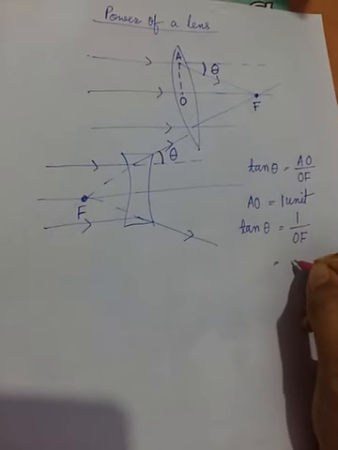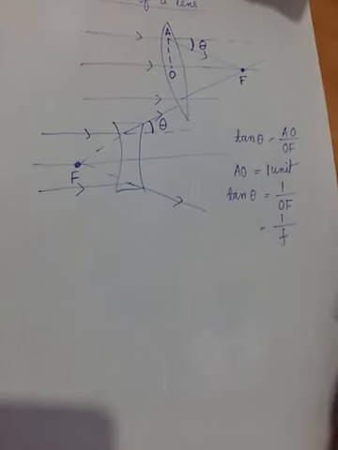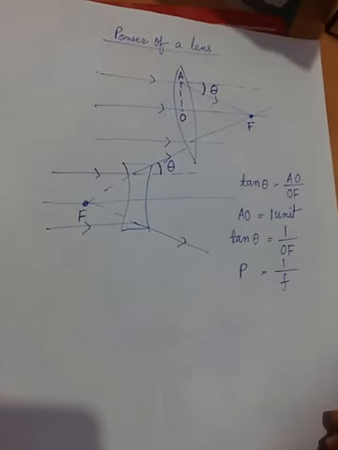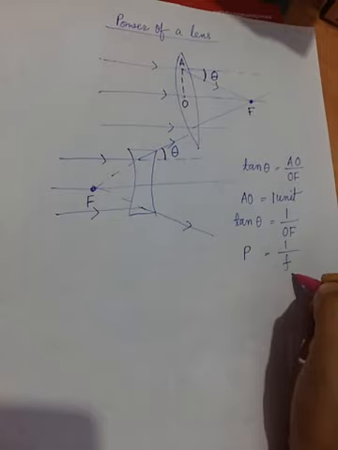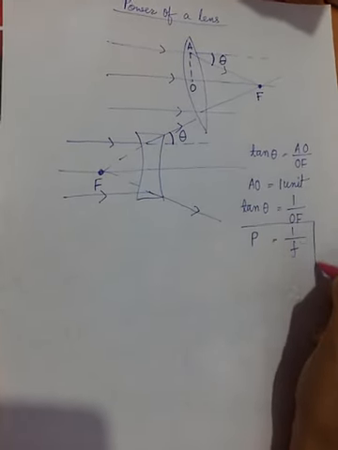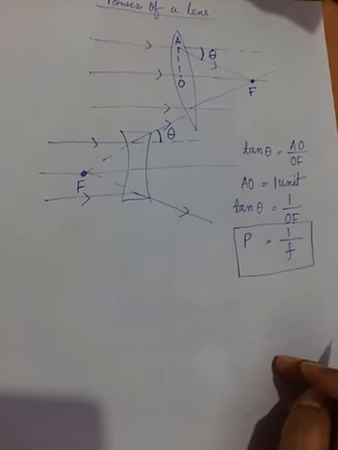But if we observe, 1 by OF represents the focal length, so it means 1 by f, and which is the power of the lens. So P equals 1 by f. P equals the inverse of focal length. So this is the mathematical formula of the power of the lens.